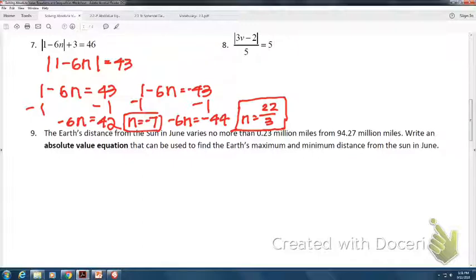Okay, I'm going to do number 8 because I see a lot of the same mistakes. Okay, number 7. She got negative n equals negative 7 and n equals 22 thirds. Do we agree? Where did you get 22 thirds? So 1 minus 6n equals negative 43. Minus 1 from both sides. Negative 6n equals negative 44. Divide by negative 6. Negative 44 over negative 6 simplifies to 22 over 3. See it, Avery? Yeah. Okay. A negative divided by a negative is a positive.